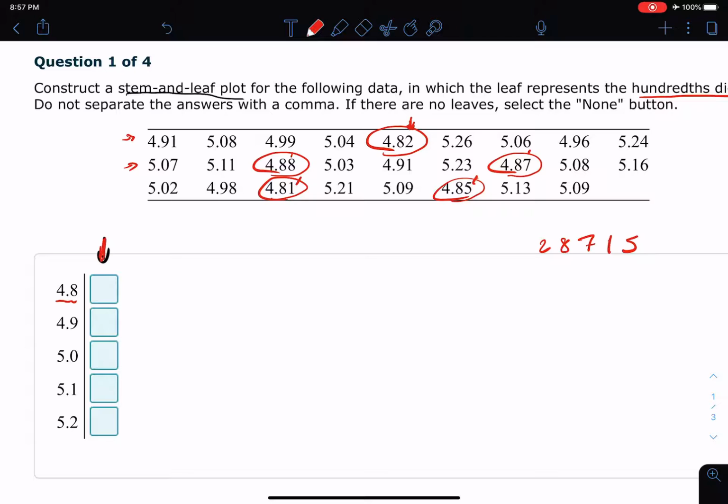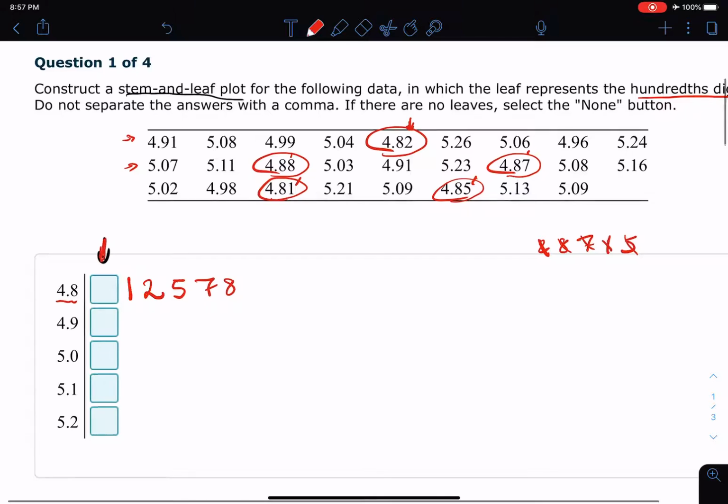So now I just need to put those in order from smallest to largest. So I see I've got a 2, so 2 goes here. Then, oops, I messed that one up. Looks like I have a 1, so 1 goes there. Then the 2, and then I've got a 5, and then I've got a 7 and an 8. And then there's your stem and leaf.